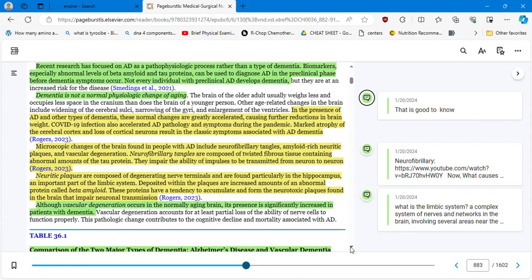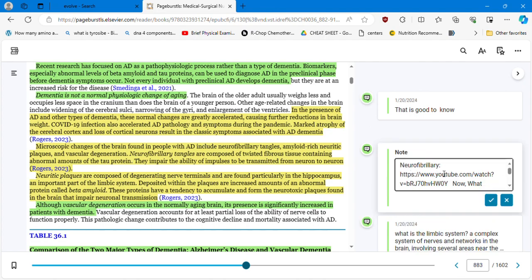Let's analyze. I'm going to put a video about neurofibrillary tangles, but let me first state that microscopic changes in the brain found in people with AD include neurofibrillary tangles, amyloid-rich neuritic plaques, and vascular degeneration. So we are going to watch the video about the neurofibrillary tangles. Okay, let's watch this.